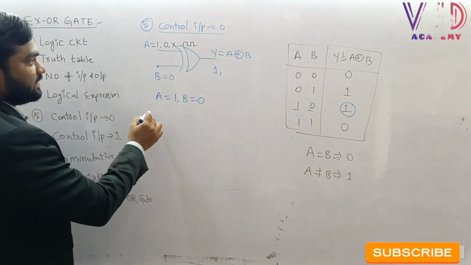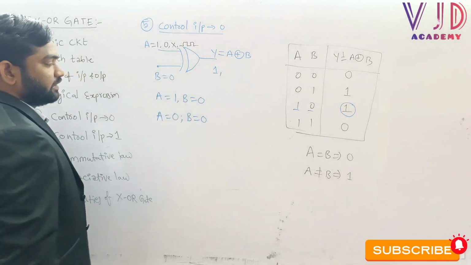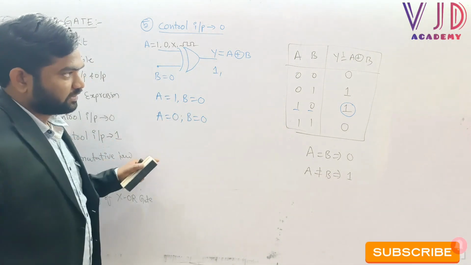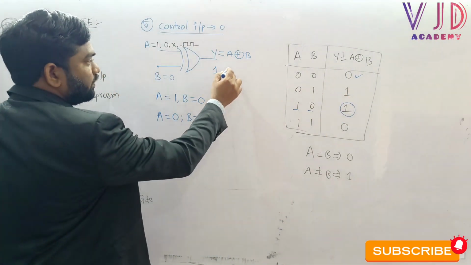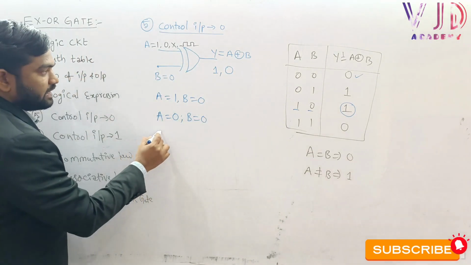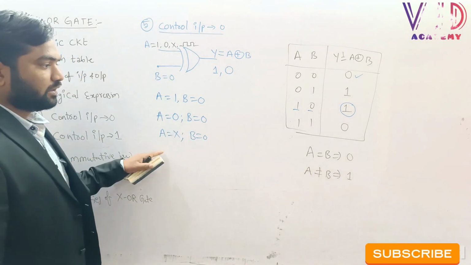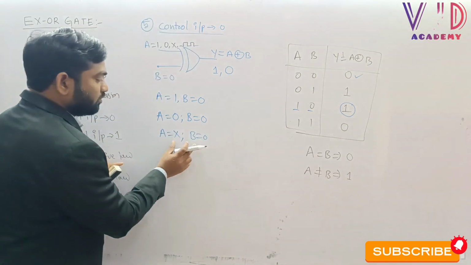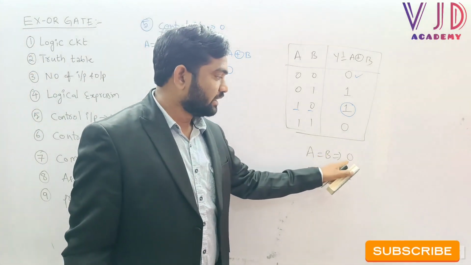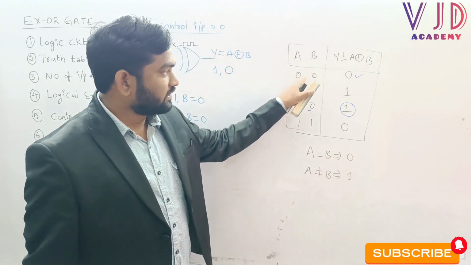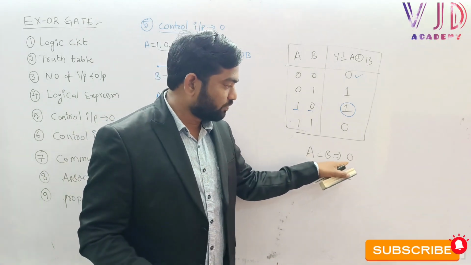Now the next condition, A equal to 0 and let me apply B equal to 0 as well. Here both inputs are zeros, A is 0 and B is 0, so the output is 0. Now A equal to X and B equal to 0. I told you, from the truth table we can understand that if both the inputs are equal, then only the output is 0. Both inputs are equal, either both zeros or both ones, whatever it is, but both inputs must be equal, then only the output is 0.